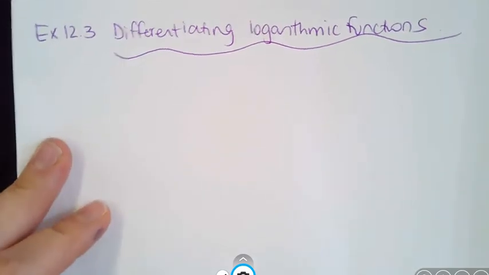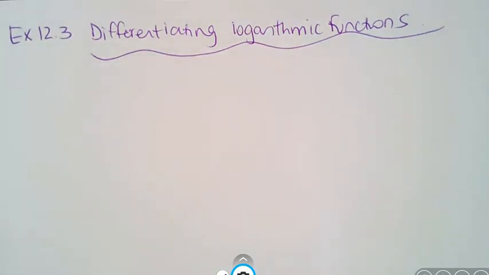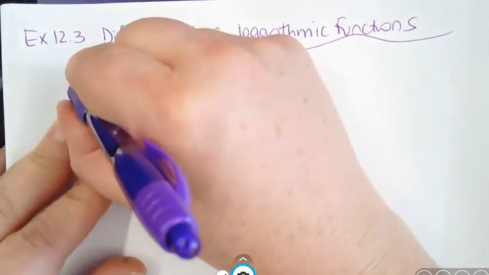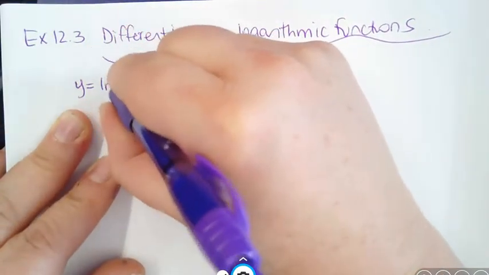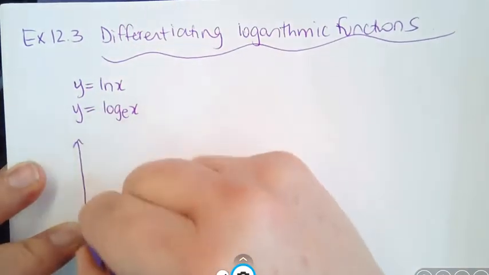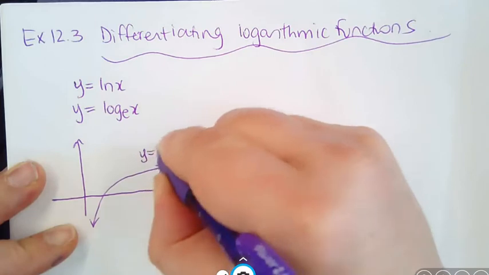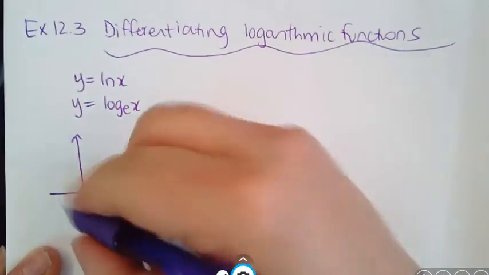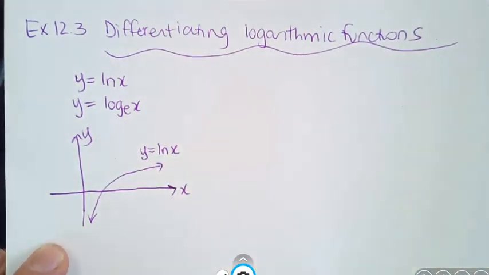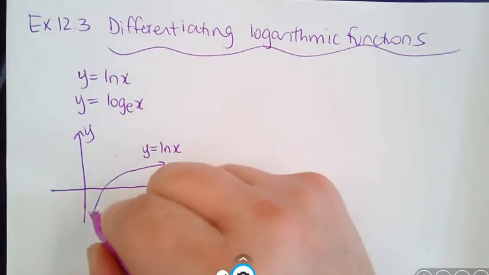Okay, today we're differentiating logarithmic functions. In the GeoGebra application that we saw, if we have y equals ln x, or y equals log to the base e of x, this is what we just did. In our widget we looked at the function y equals ln x, and then we looked at the gradient of the tangent to the curve at each point.